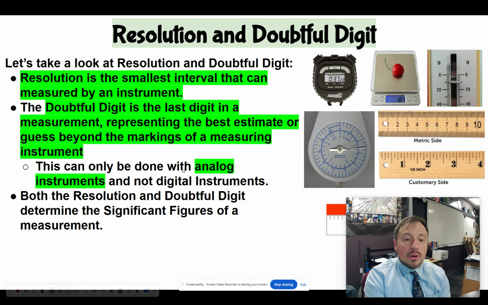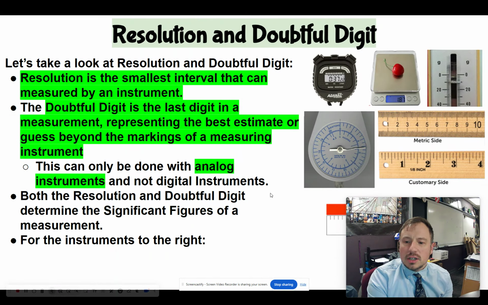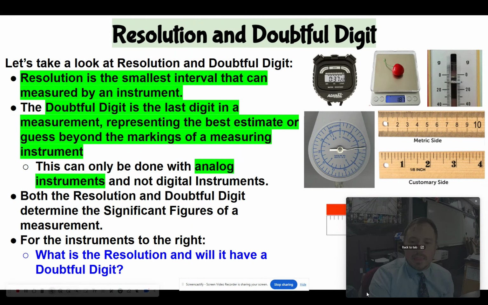All right, now both the resolution and doubtful digits determine the significant figures of a measurement. We'll get to that later. So let's take a look at the instruments to the right. Now, I want you to practice: what is the resolution, and will it have a doubtful digit?